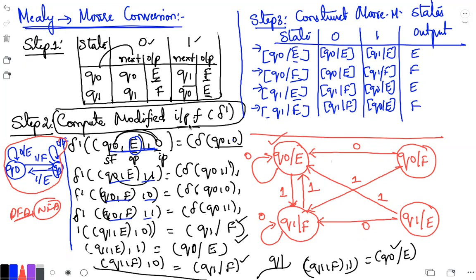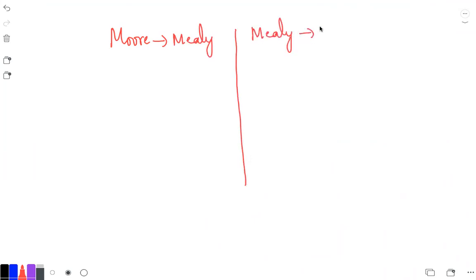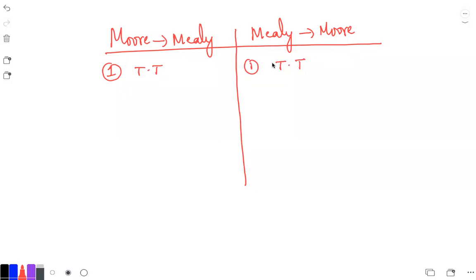I'm just reiterating from scratch now. You are given a Mealy machine. Step 1 is computation of the transition table. This is common for both. Or else I will make a comparative study, Moore to Mealy and Mealy to Moore conversion. Step 1, transition table. Here also the same. For the given transition diagram, construct the transition table.